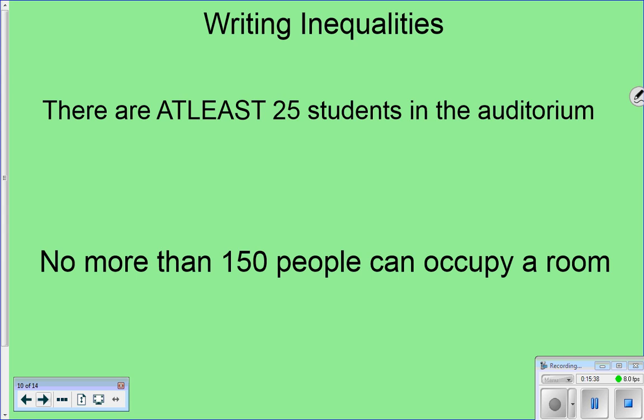Okay, so let's start with this one. Everybody need a second yet? Or are you okay? There are at least 25 students in the auditorium. So, what number has to be in my inequality? Okay, 25. And my other side is always going to have a variable, so x. So, is at least on your chart?